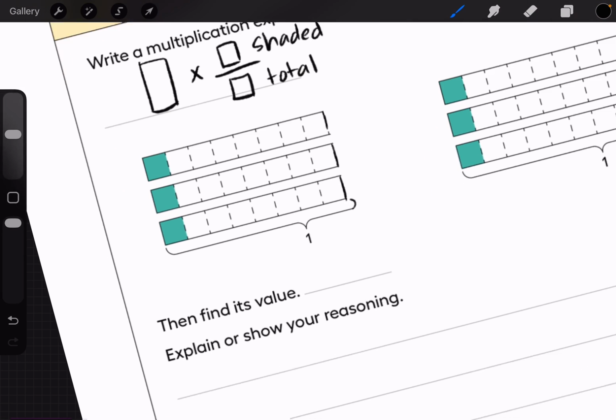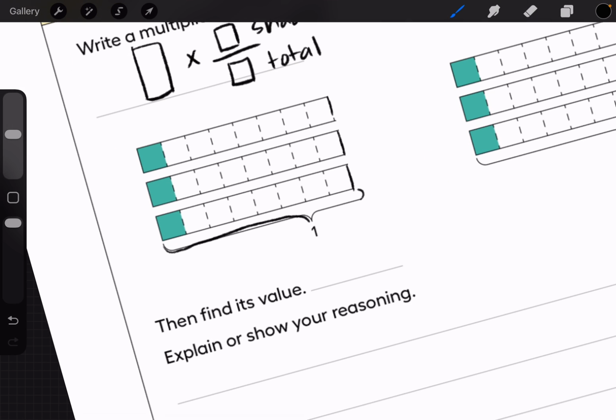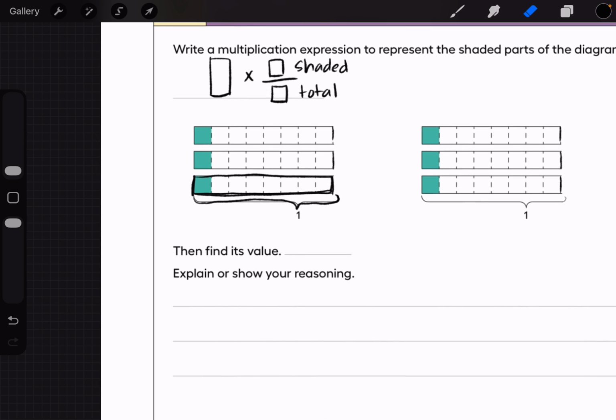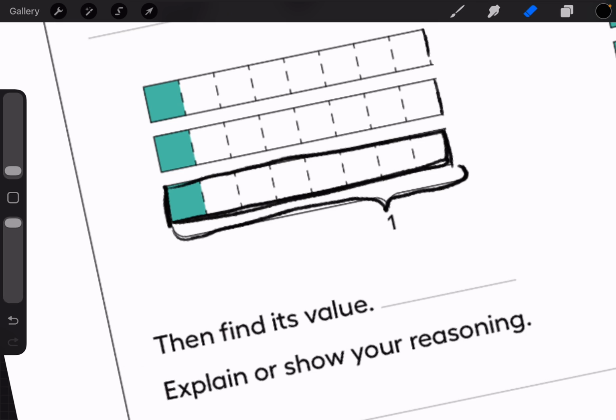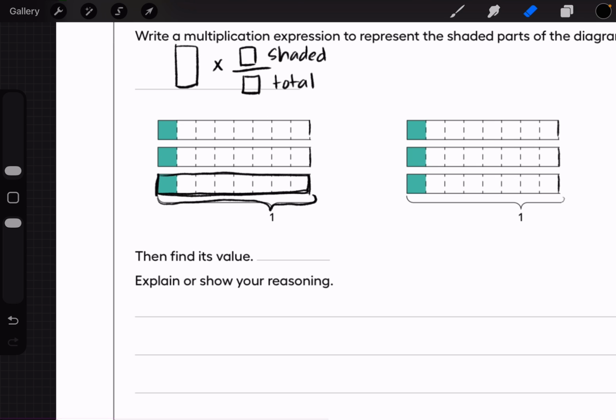So first, you see how this little bracket here says 1. That means that this whole thing right here represents one whole. We could think of it as one whole candy bar. We could think of it as one whole pizza, especially if it's a circle. Doesn't really matter what shape it is. The most important thing is that we know that this is one whole. This to me kind of looks like maybe a stick of licorice. So maybe we can think of it as one whole stick of licorice.